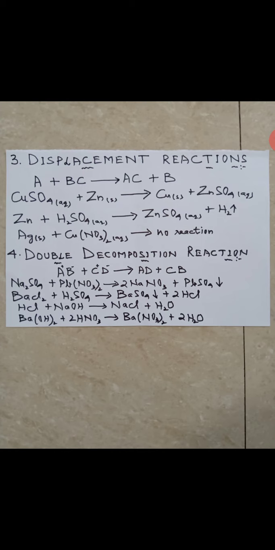Another reaction I have given you: barium hydroxide reacts with nitric acid, HNO3. It forms barium nitrate, Ba(NO3)2, plus 2 molecules of water. That is also a neutralization reaction. So any acid reacts with any base to form salt and water. The general reaction of neutralization is H+, which we get from the acid, plus OH-, which we get from the base, gives you water.